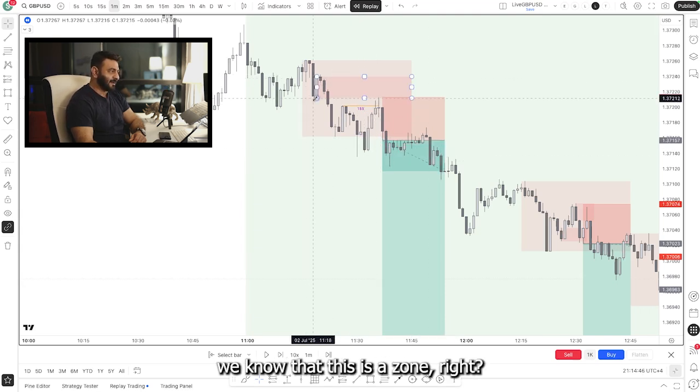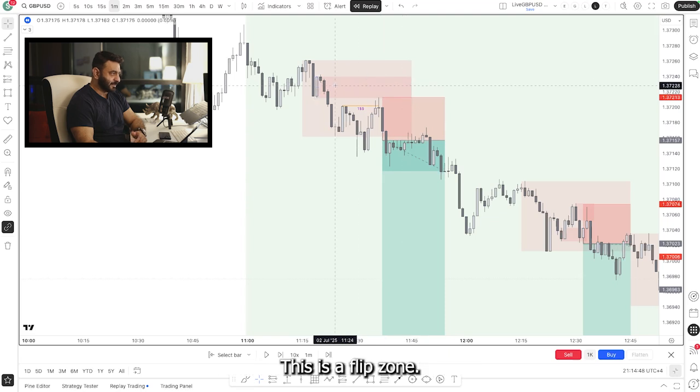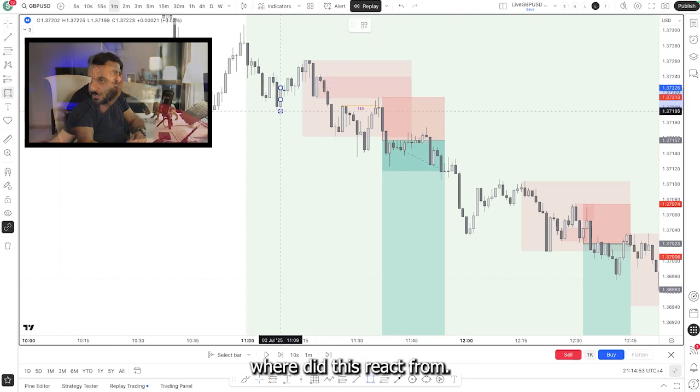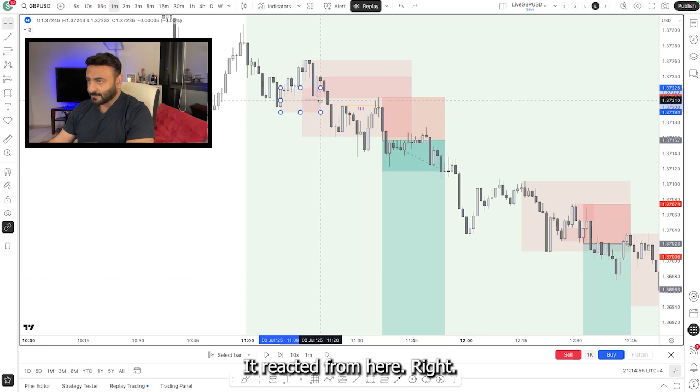Now, for a fact, we know that this is a zone, right? This is a flip zone, in fact, because if I were to draw, where did this react from? It reacted from here, right?